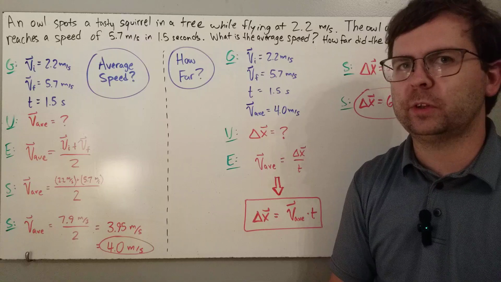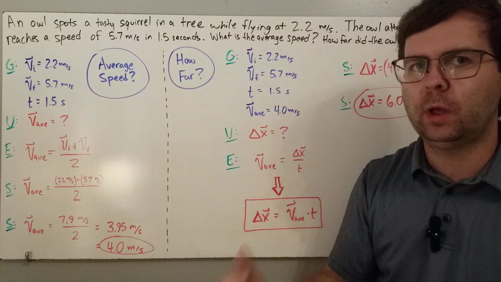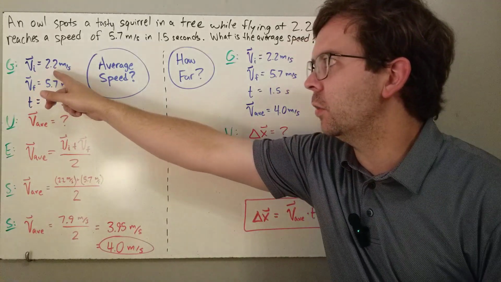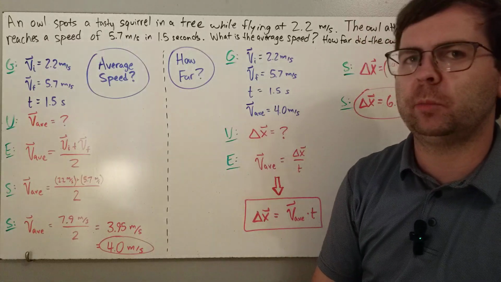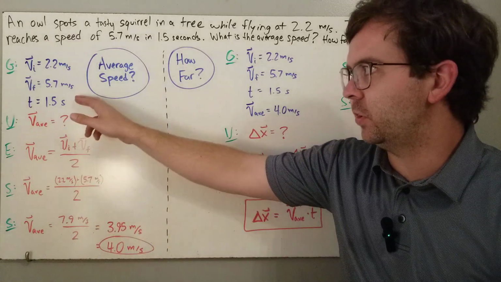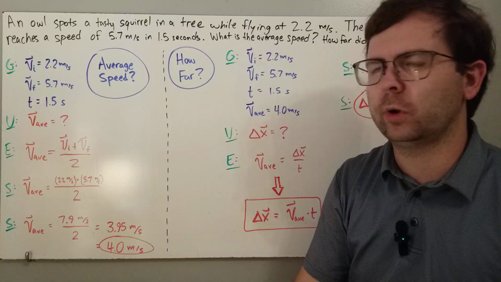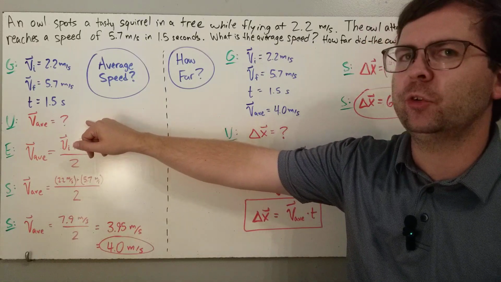So I always identify the things that we have been given in the word problem. What do we know about the owl's motion? We know it had an initial speed of 2.2 meters per second and a final speed of 5.7 meters per second. It also gave us the time of travel, the time of acceleration, I should say, which was 1.5 seconds. The first question is, what's the average speed?